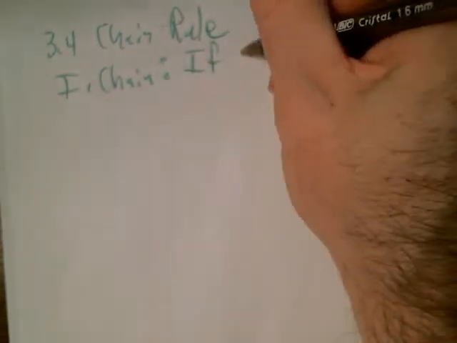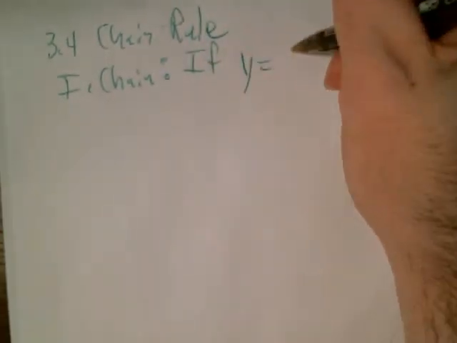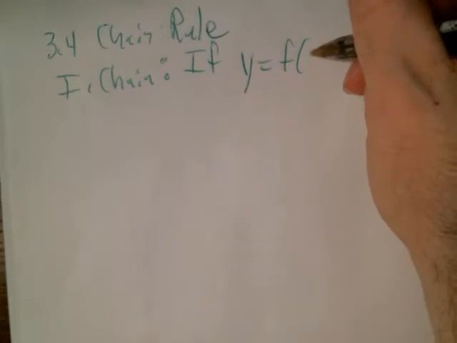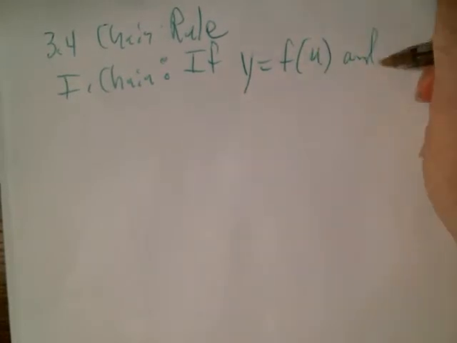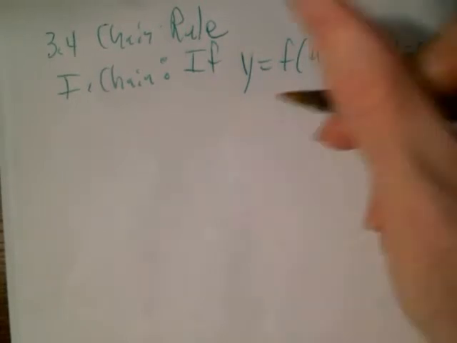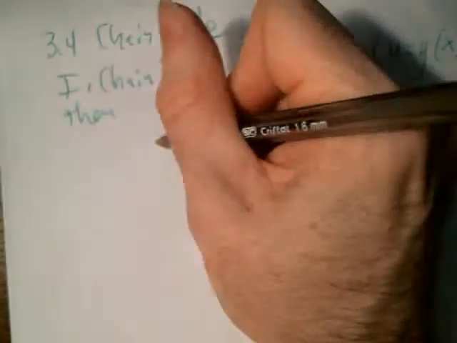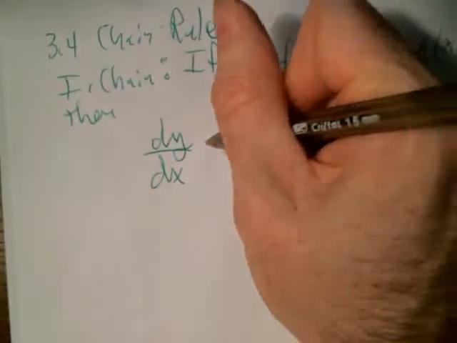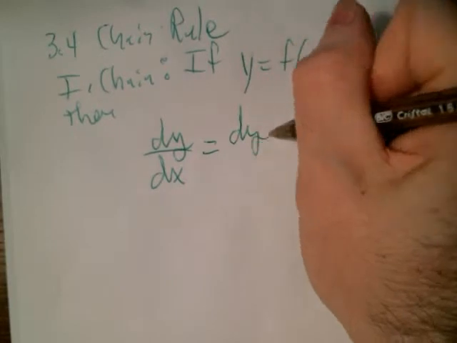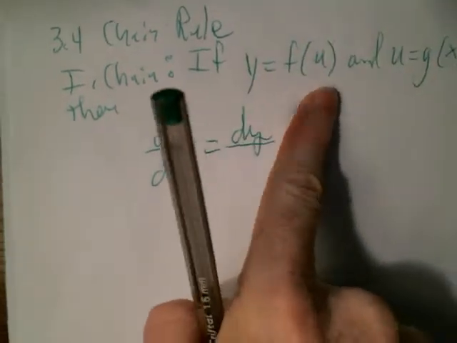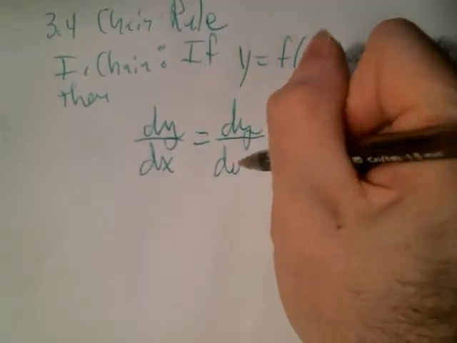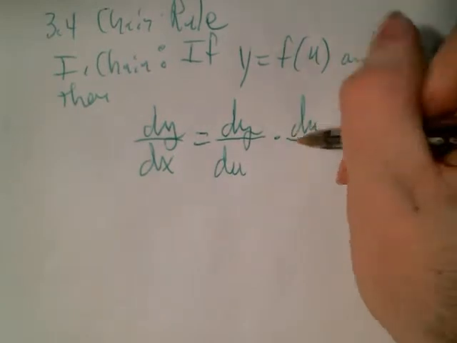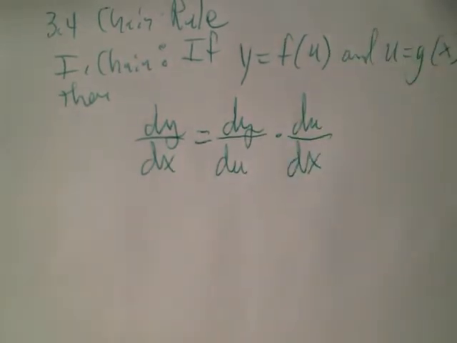If you have y equaling f of some function, and then u equals some function of x, then you could rewrite this thing, and we could do it first in our Leibniz notation, as the derivative of y with respect to this u value times the derivative of u with respect to x. Right?